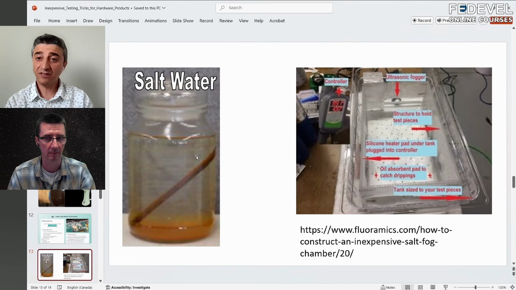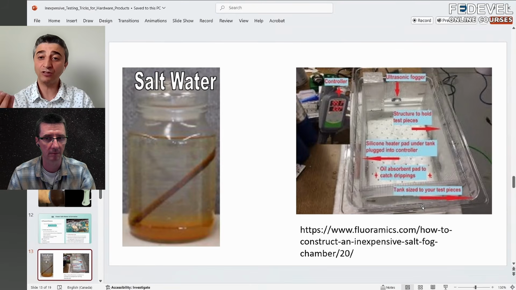Or if you have a design that is conformally coated against really the water, probably you want to find out if this is really working. So you can bring in that jar and you just drop your component inside. Now, this is an easy one, but there is an advanced one where you can make fog.